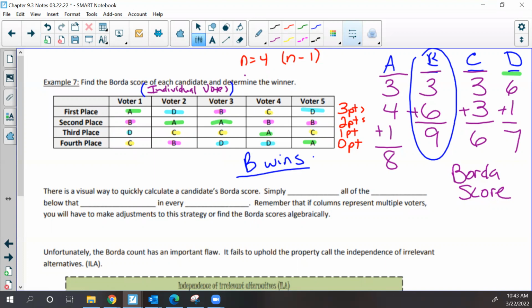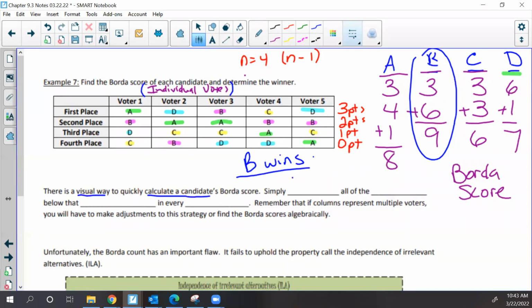So know that this system works really well. And in fact, there's a visual way you can count boxes to do this. This is kind of timely. Takes me some time to do this. They add up all these columns and rows and figure out their points systems and add these up. Well, there's a visual way to quickly calculate a candidate's Borda score.